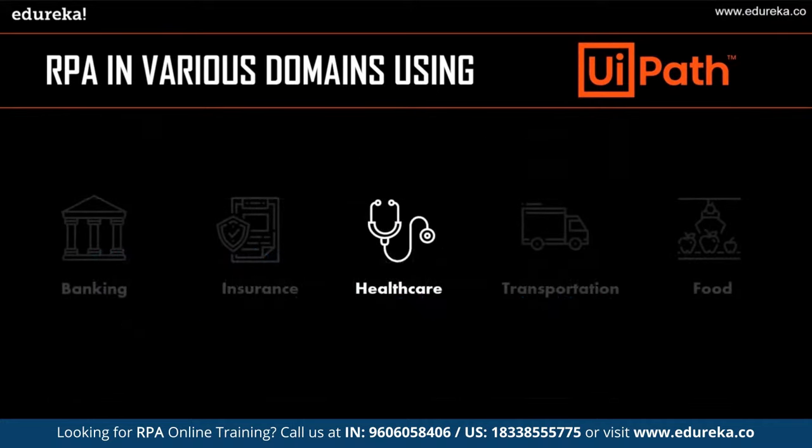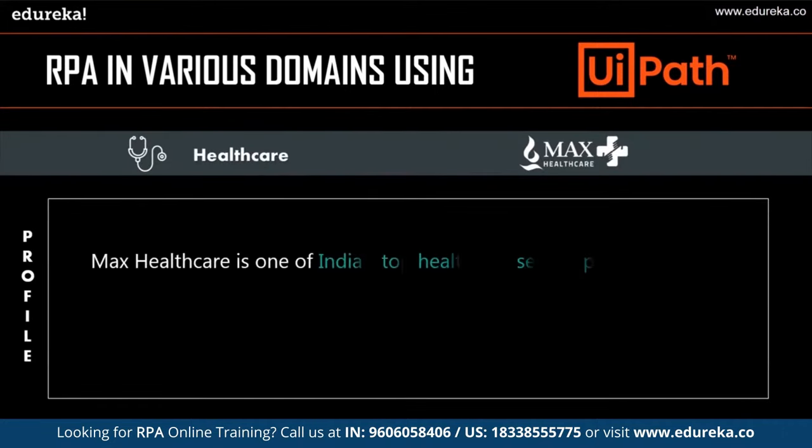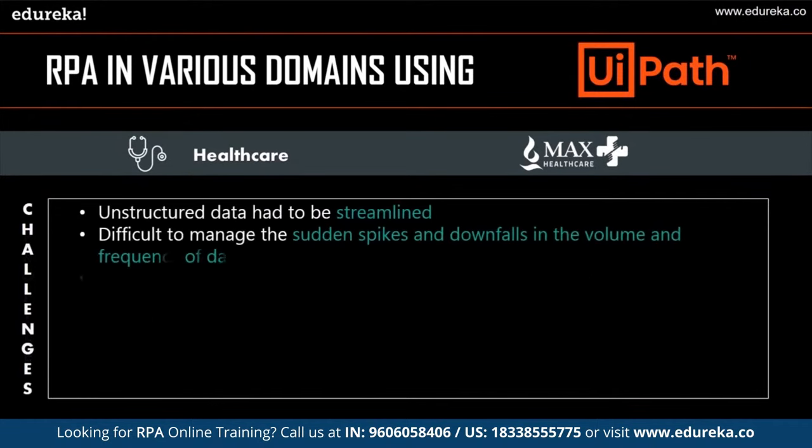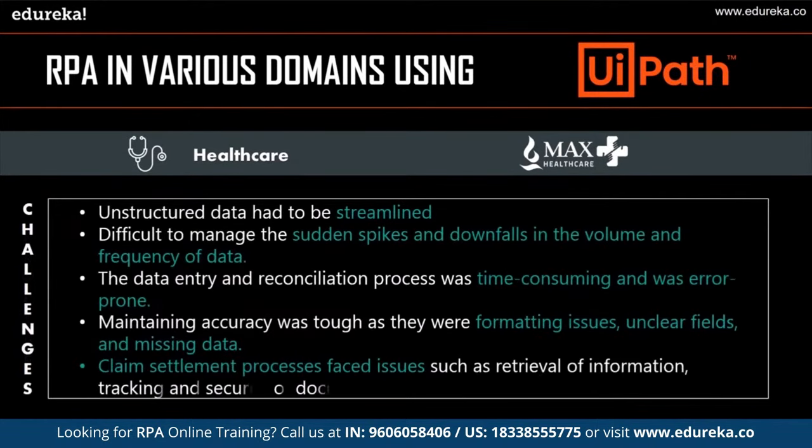Now let's move forward with the other domain, that is RPA in healthcare. So to explain how RPA is used in healthcare, I've considered the institution Max Healthcare. Max Healthcare is one of India's top healthcare service providers and has a network of 14 hospitals with more than 2,300 doctors. They've also treated more than 2.8 million patients from 130 nationalities. Now, one of the major challenges faced by Max Healthcare was to process large volumes of patient transactions while simultaneously ensuring the security and the accuracy of documents.